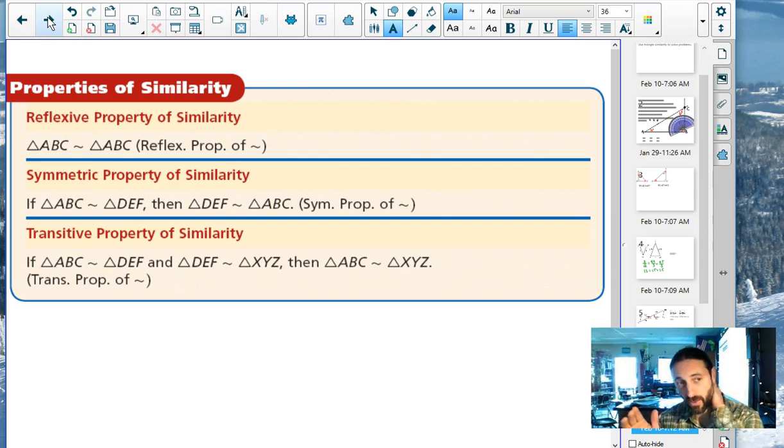We talked about congruence a while back as well. There are similarity properties as well. Reflexive, meaning the same thing in two different shapes, so two triangles being similar. Symmetric, meaning you can swap places. And transitive property is kind of that substitution rule. So if triangle ABC is similar to DEF, and DEF is similar to XYZ, then ABC has to be similar to XYZ. It's kind of that substitution idea.